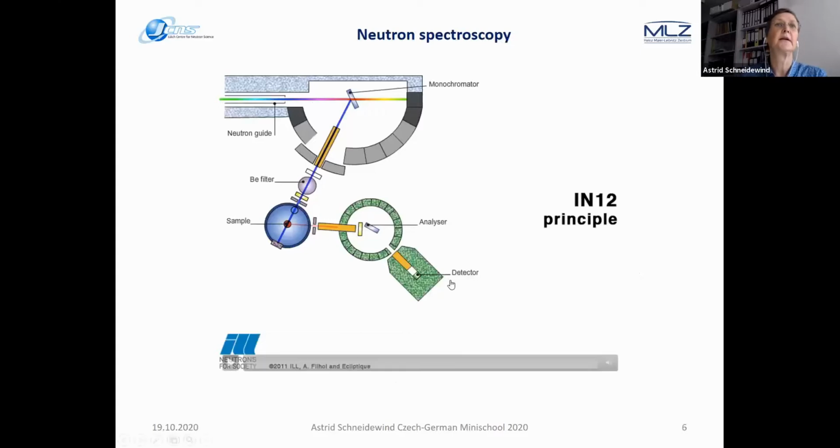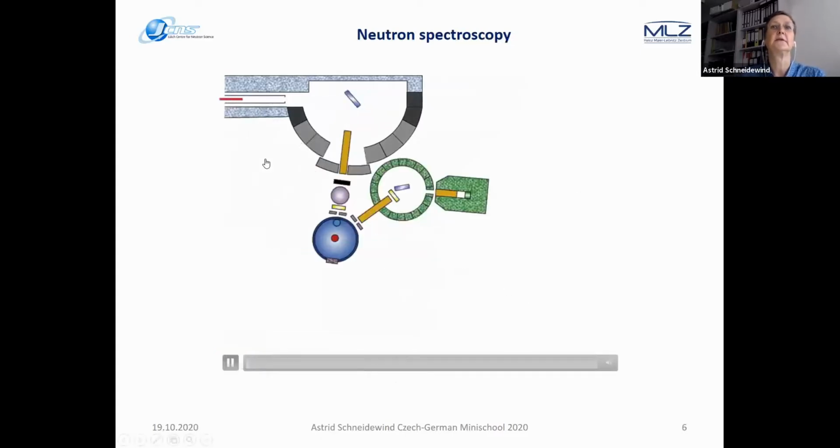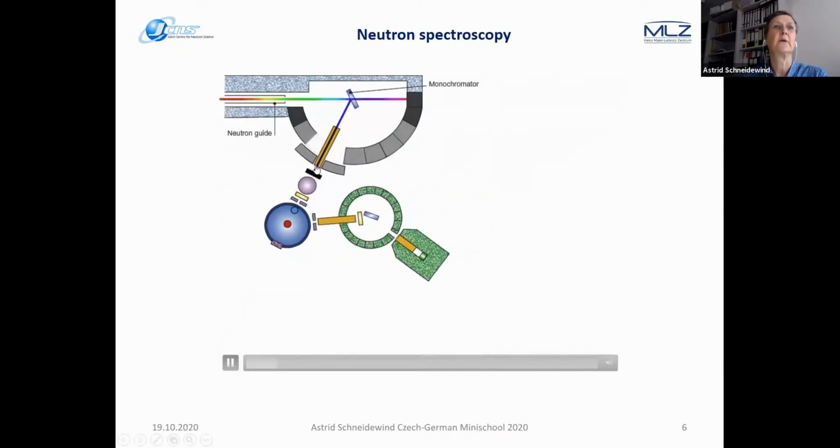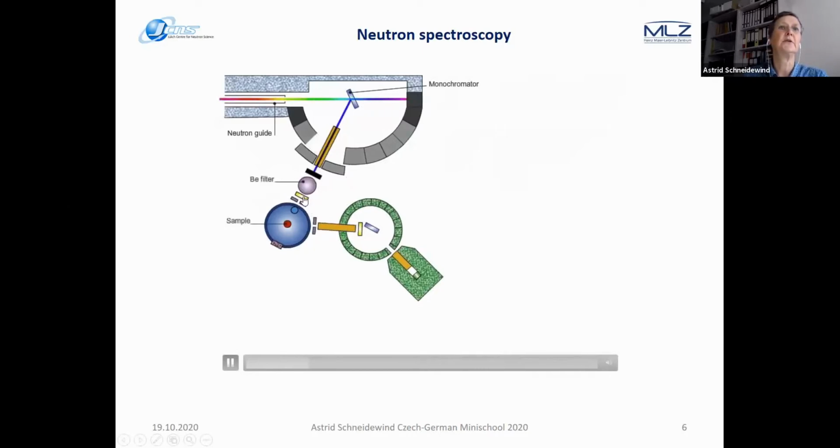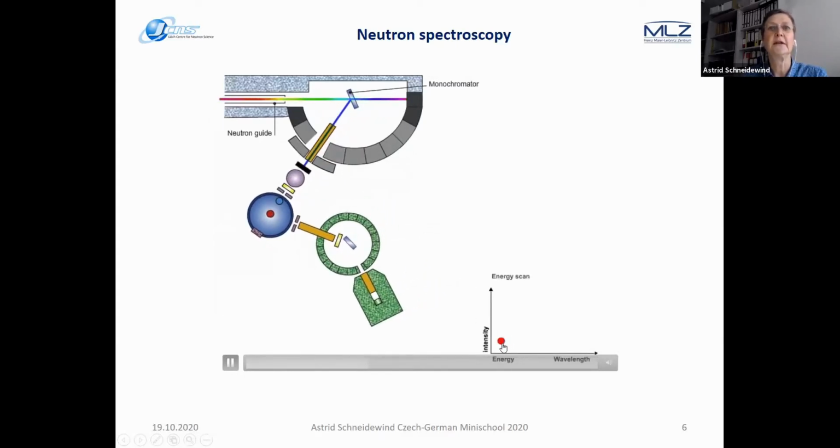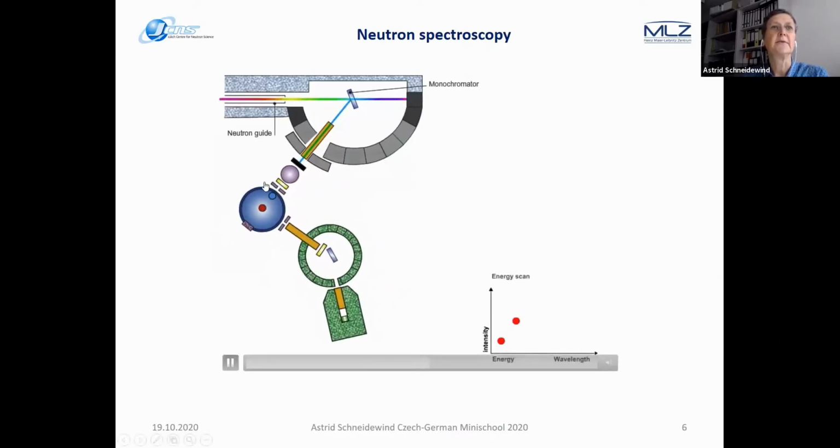The same principle as shown for time of flight is here given by ILL for IN12. We select one wavelength of the neutrons, we scatter at a sample at a selected Q position. We need to pass a filter either before or after the sample, and then we collect the neutrons of the selected energy at a detector. And what you see here is that for each measurement point, you need to move the whole instrument around the monochromator. And you can easily see in the sketch also the point-to-point measurement, and you need some time to move the instrument from one point to the other.